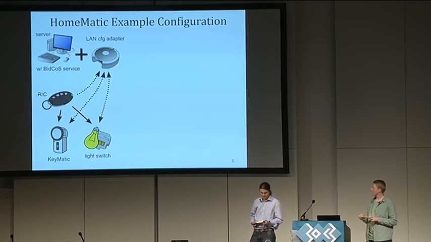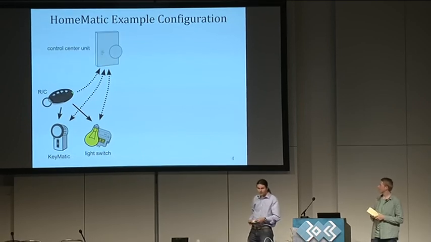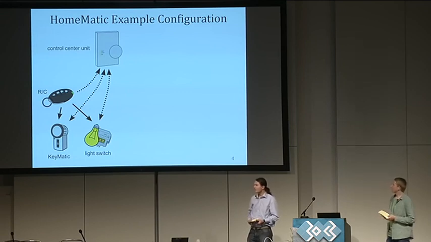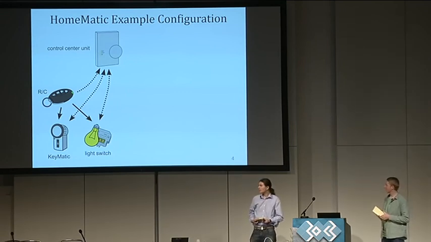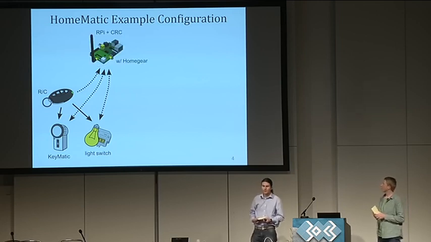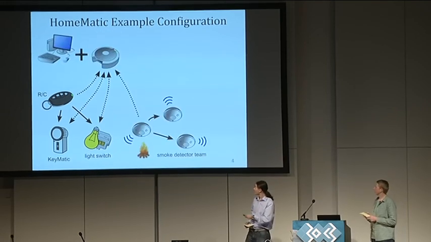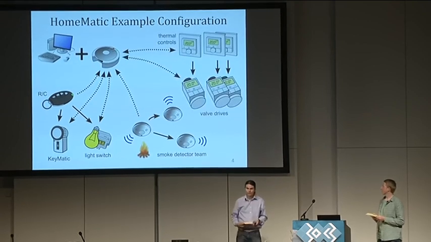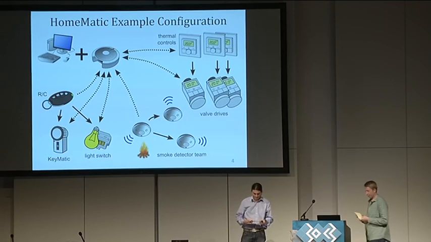home automation administration software. Or you may use a standalone control center unit with a firmware doing the job of the BidCoS service as well as further functions. Or you may use a Raspberry Pi with a wireless adapter extension running Home Gear software. Then you can add devices like a smoke detector team or thermal controls to regulate your room temperature.